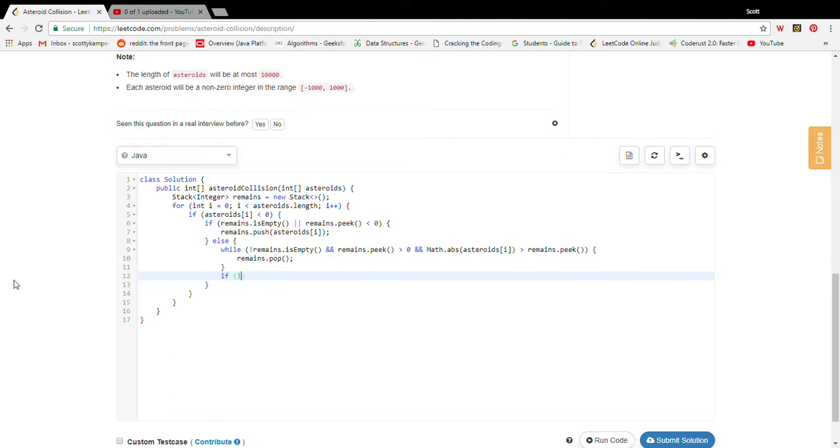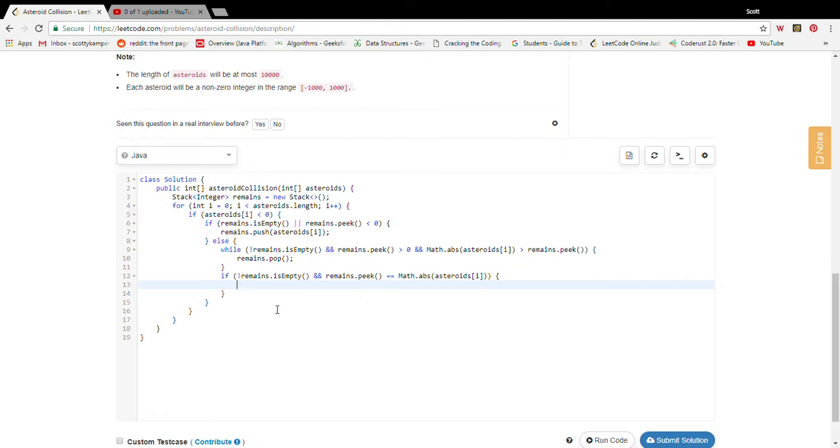Now down here, if remains is not empty and remains peek equals math abs of the current asteroid we're processing. Okay, so what does this block represent? Well, notice we only looked for greater than here. We weren't thinking about equals.